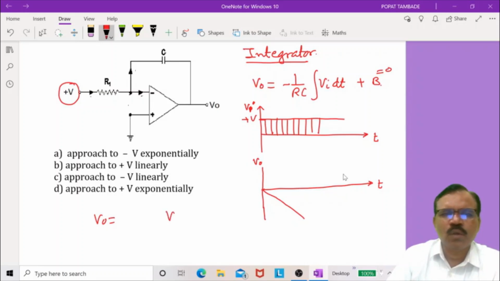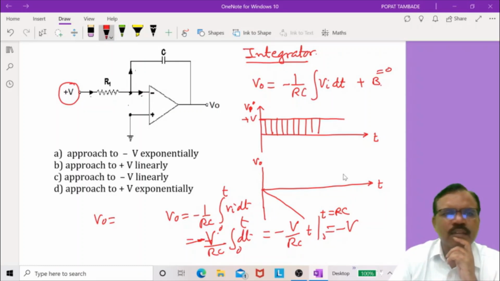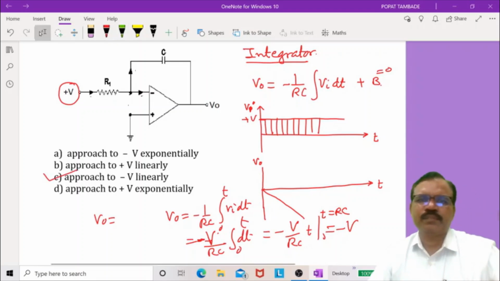So here V0 we can take as minus 1 upon RC integration from 0 to t of Vi dt. Vi is plus V, so minus V upon RC integration of dt from 0 to t. So we get minus V upon RC into t, and I can take t equal to the RC time constant. So we get minus V, and it increases linearly. So the third one is correct.